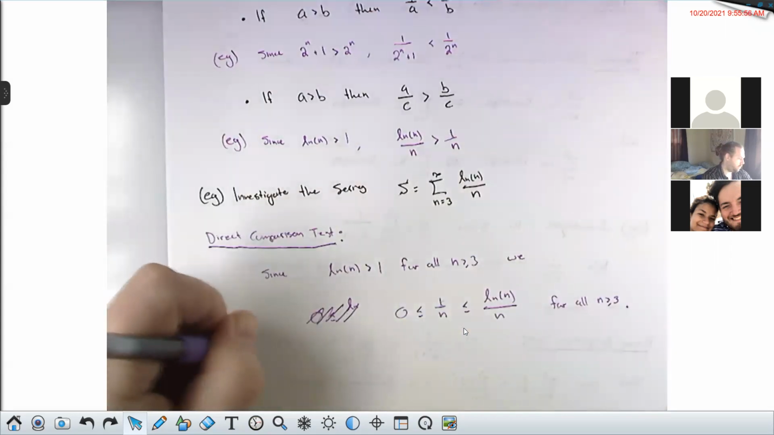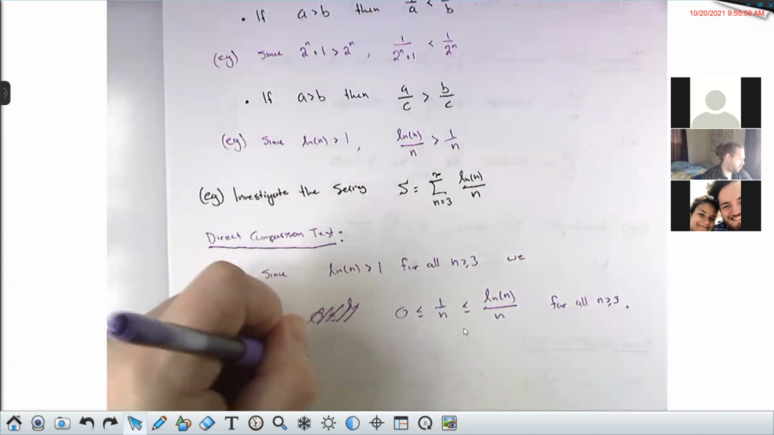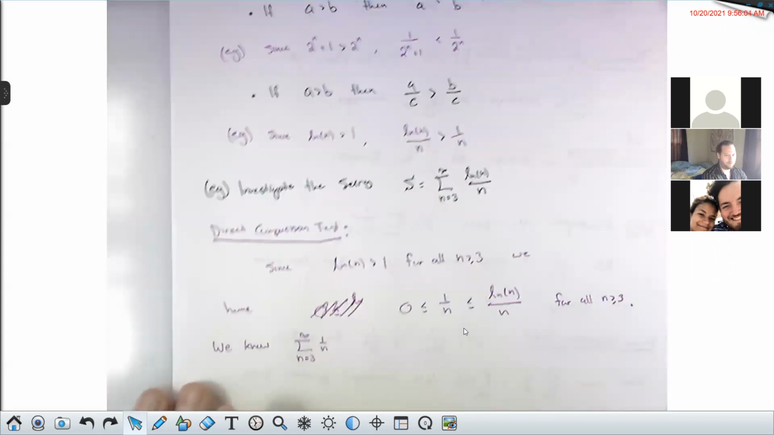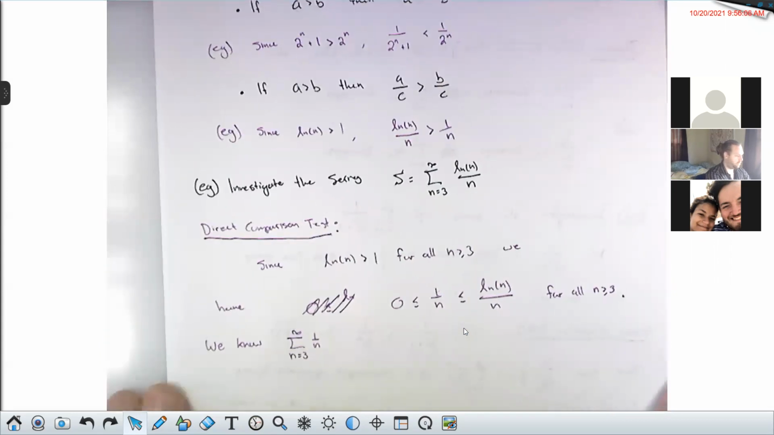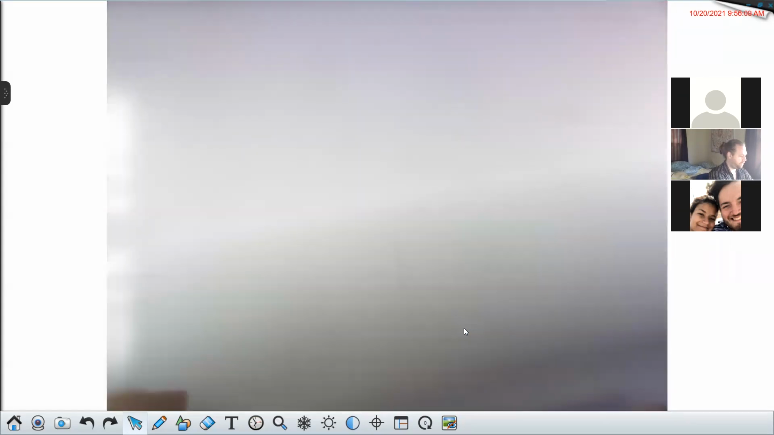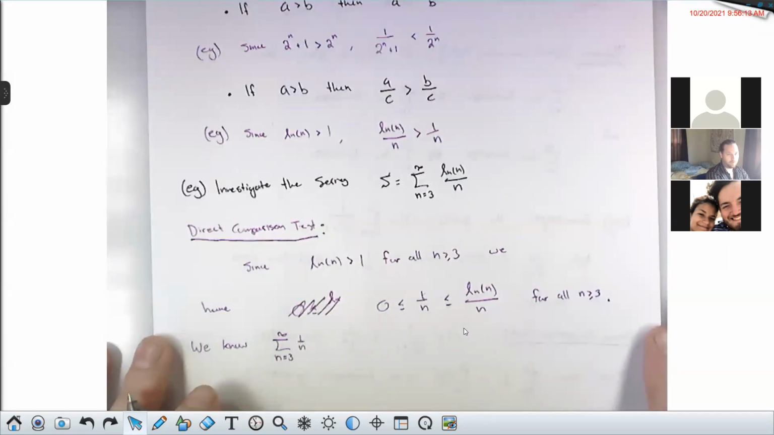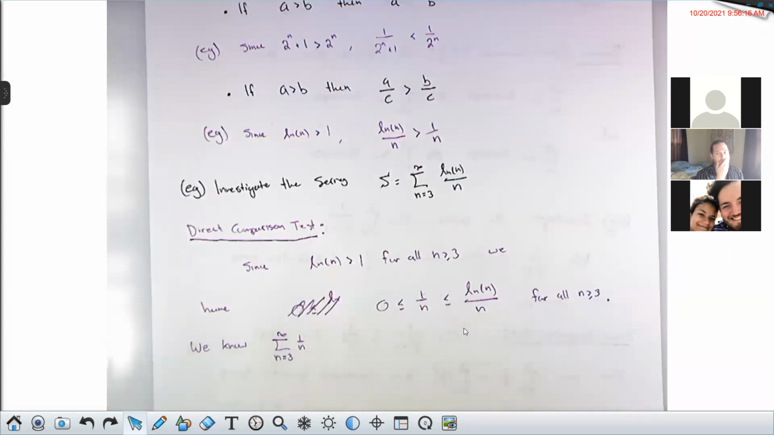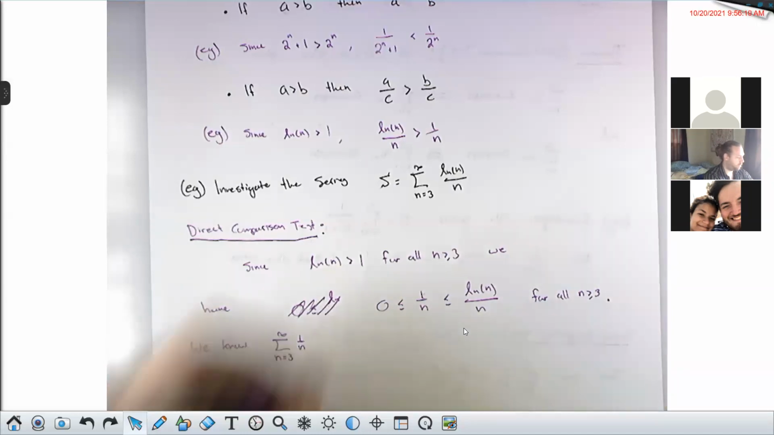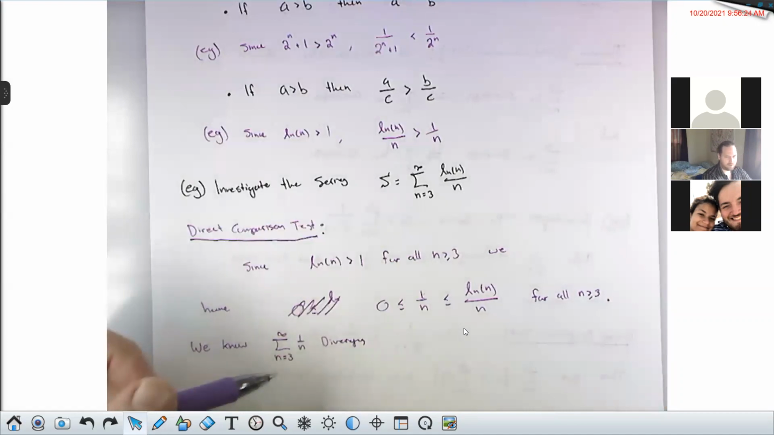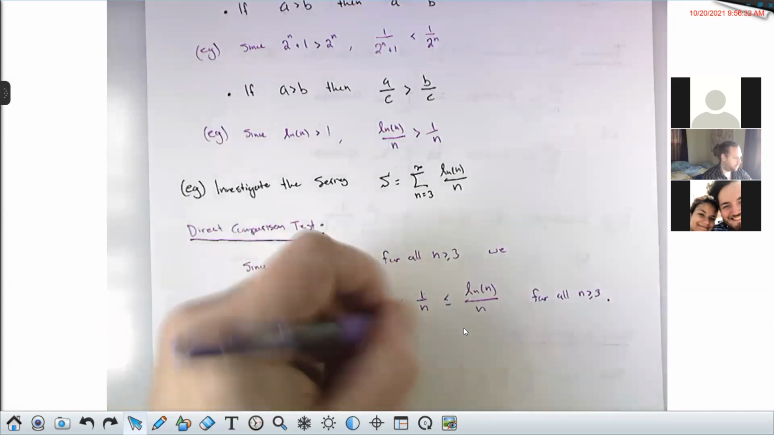We know sigma n from 3 to infinity of 1 over n does what? Does this series converge or diverge? Good, this diverges. It's a p-series, right? Remember, it doesn't matter where the series starts. It's a p-series. This thing inside is 1 over n to the 1.